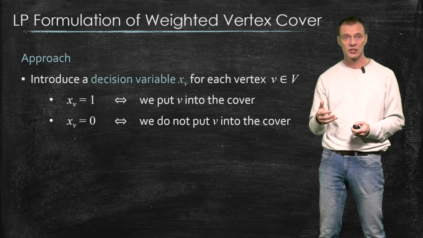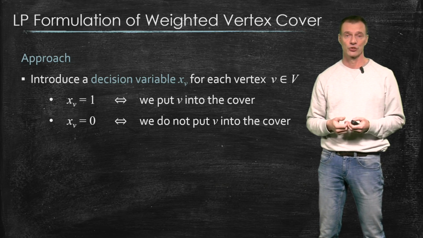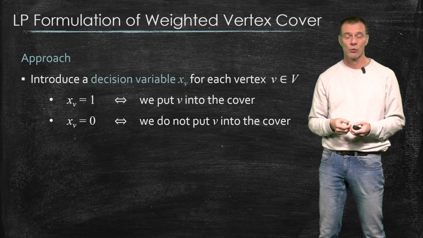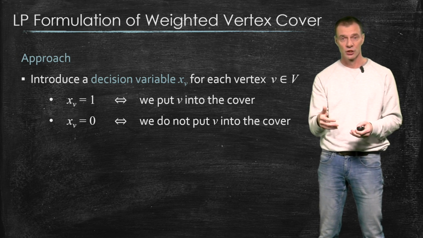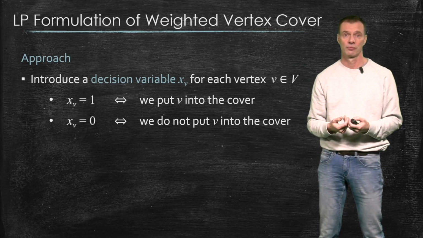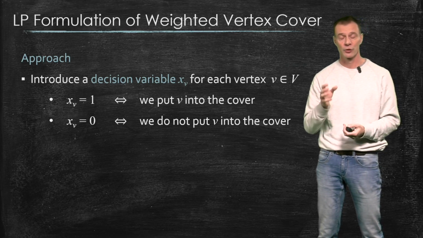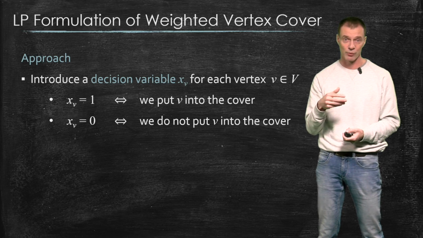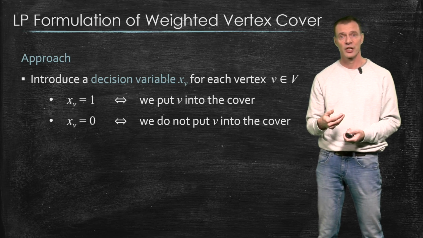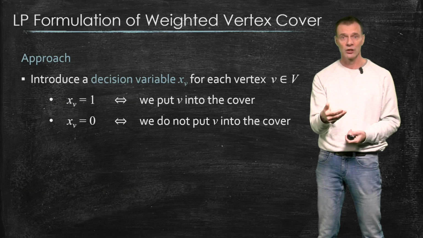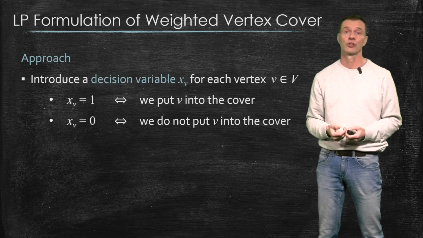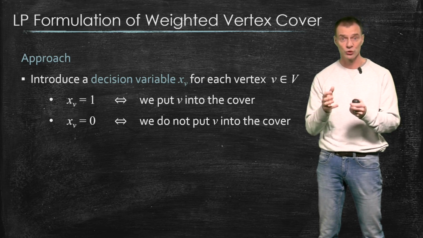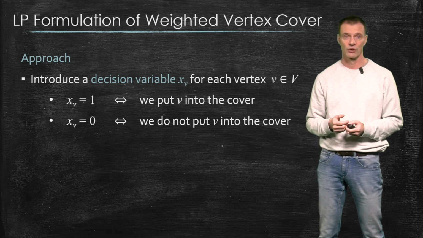Okay, so first we need to define certain decision variables. So for weighted vertex cover, or vertex cover in general, what we need to decide for each vertex, do we put it into the cover or not? So we're going to introduce a variable that represents this decision. So for each vertex v, I'm going to have a variable xv. And the idea is that the value of this variable being 1 corresponds to selecting the vertex into the cover. And the value of this variable being 0 corresponds to not putting this vertex into the cover.